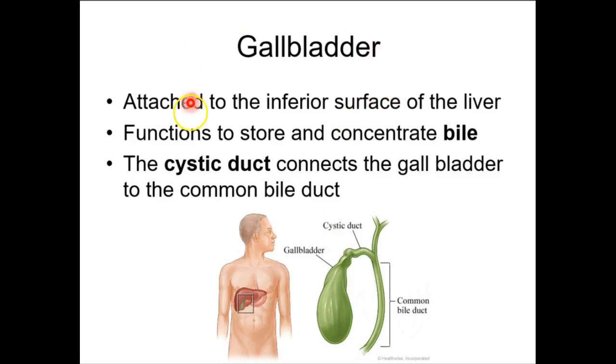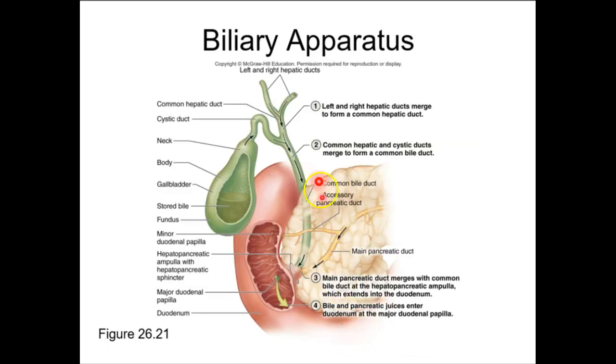Okay, gallbladder. Again, the liver synthesizes the bile. The left and right hepatic ducts brought bile to the gallbladder. The gallbladder simply concentrated and stored the bile. And then when it's time, when we sense food has entered, when we sense chyme has entered that duodenum, the gallbladder will contract and release bile into the duodenum via the common bile duct.